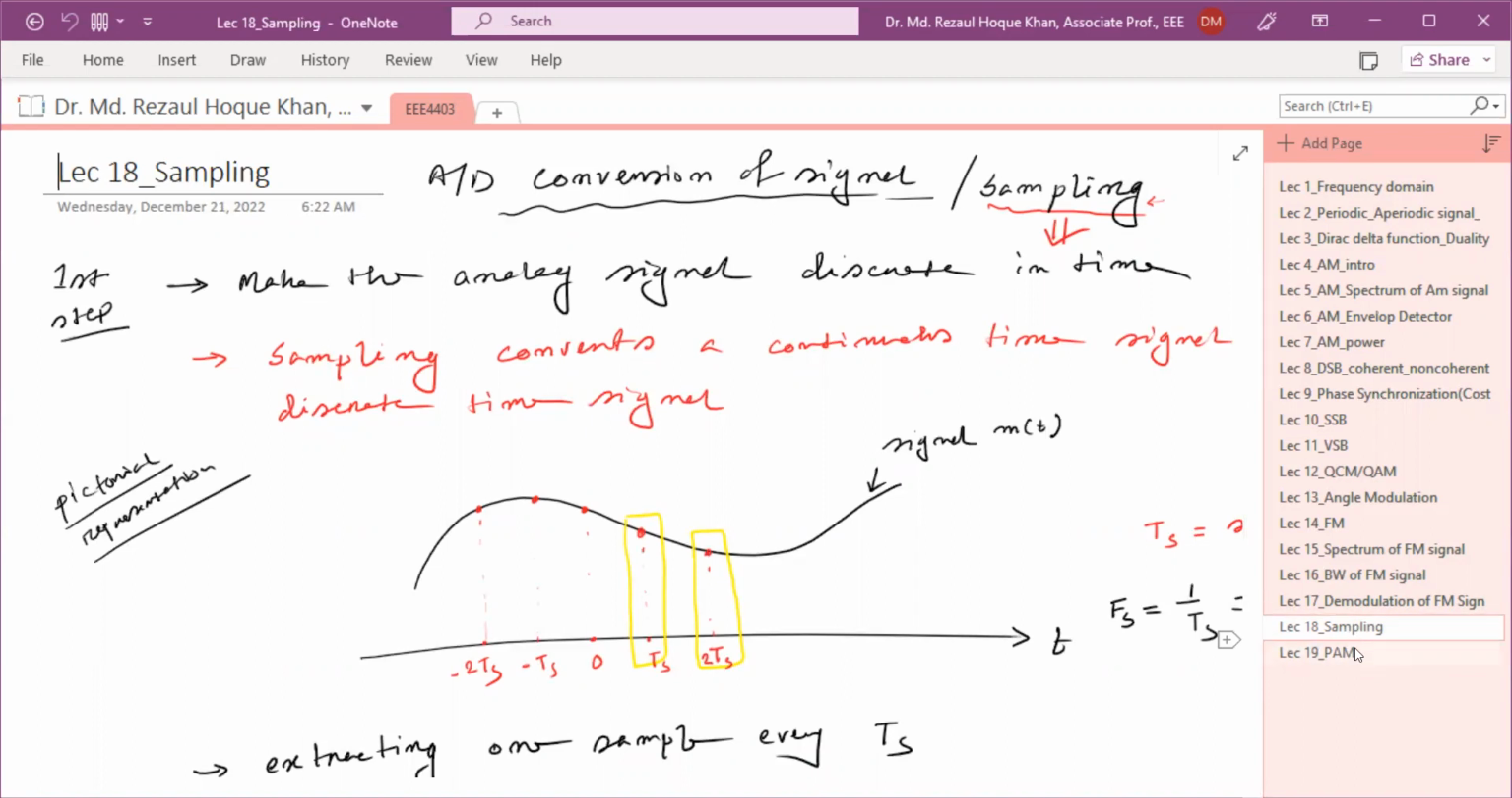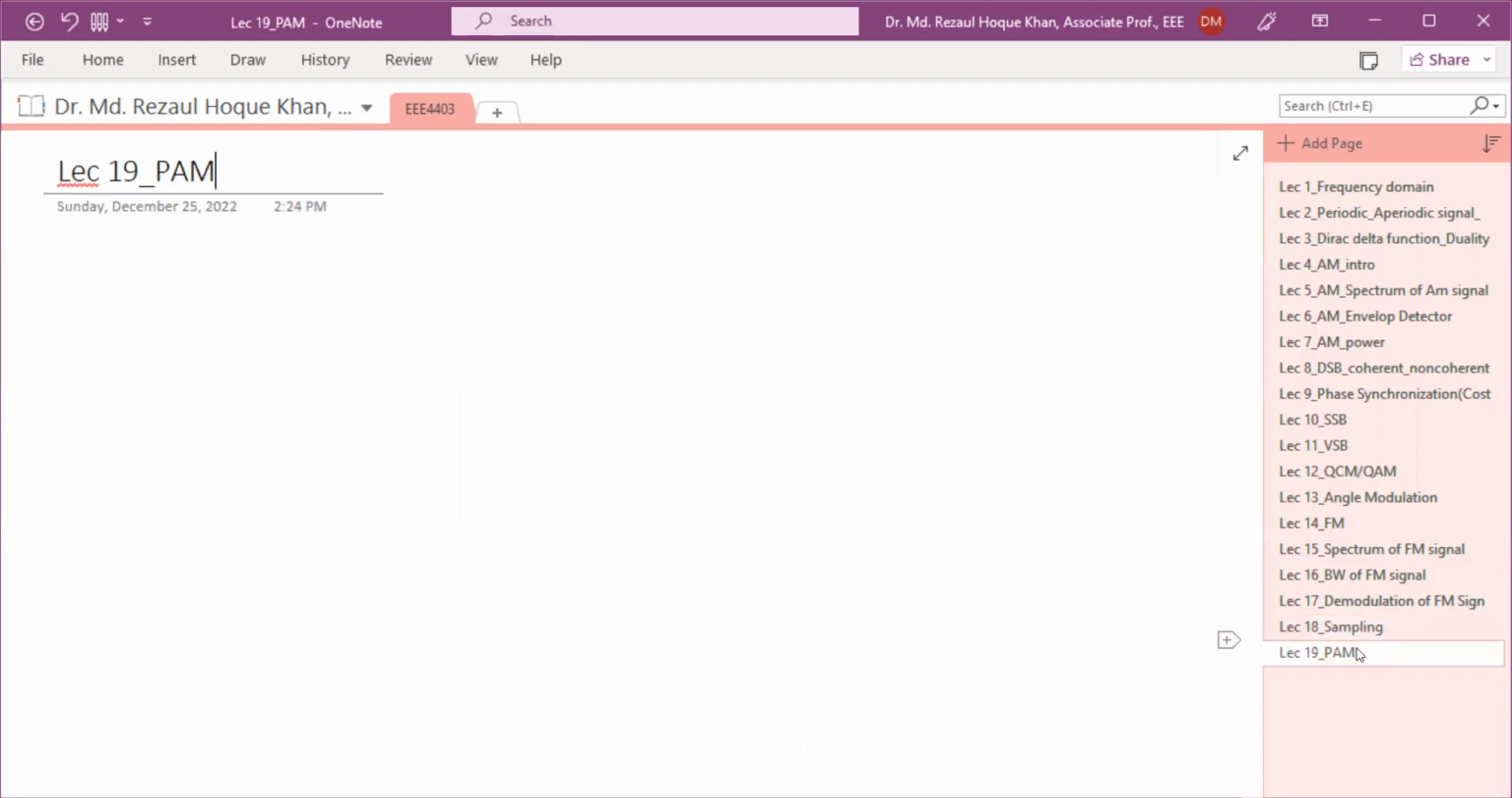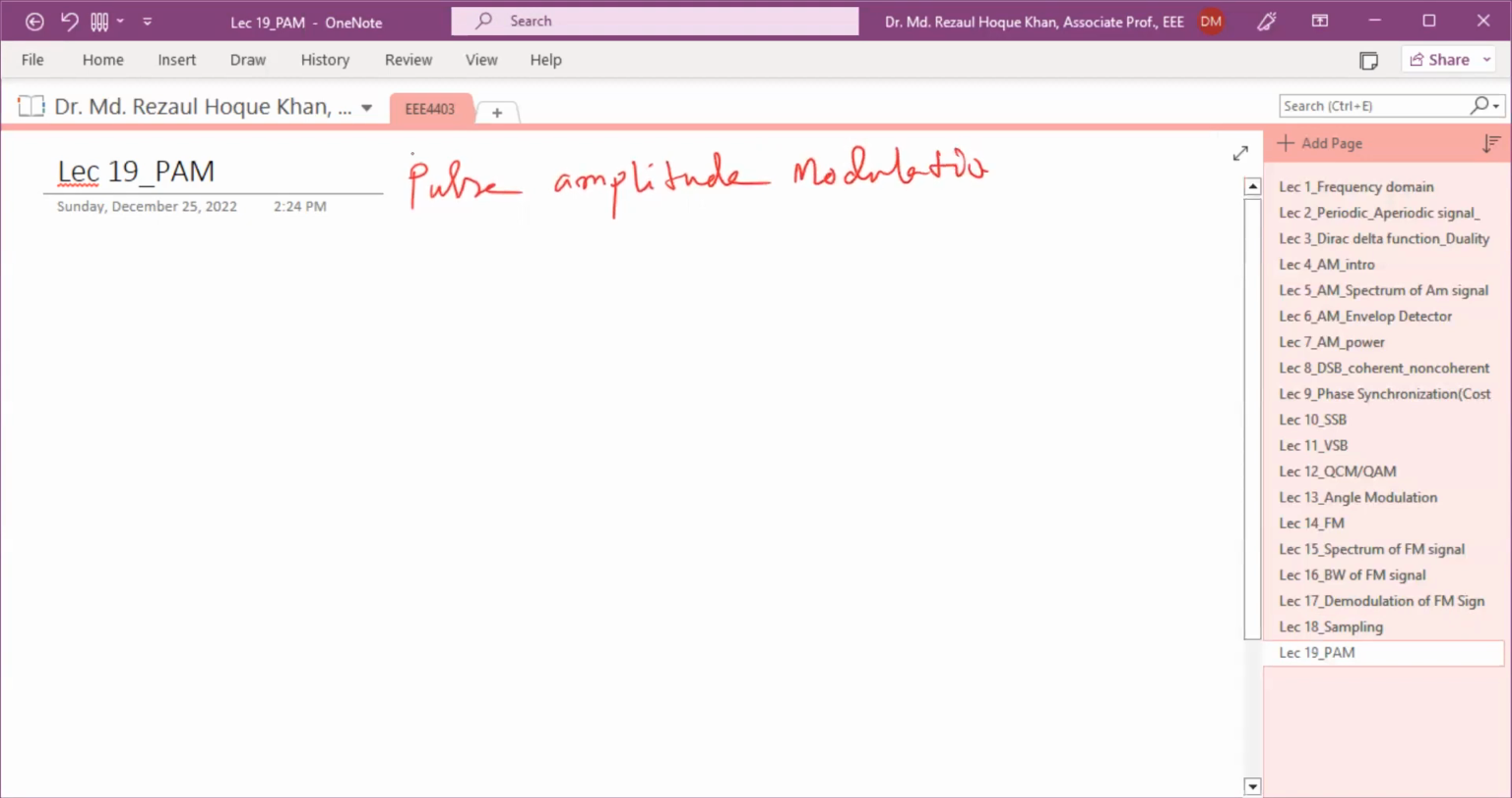In the previous lecture, we discussed sampling, where we multiply the signal by a train of pulses. In this lecture, we will look into a different technique of sampling, which is called pulse amplitude modulation, or PAM.